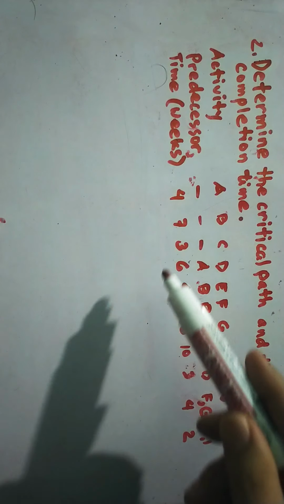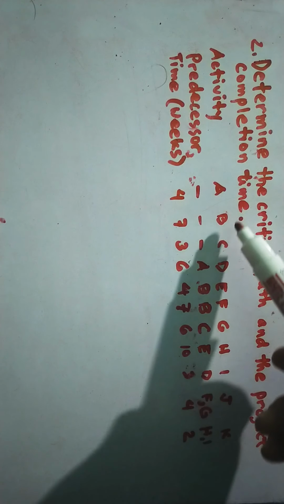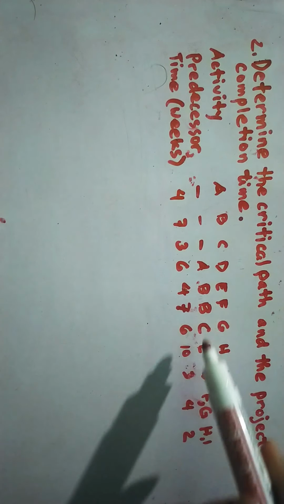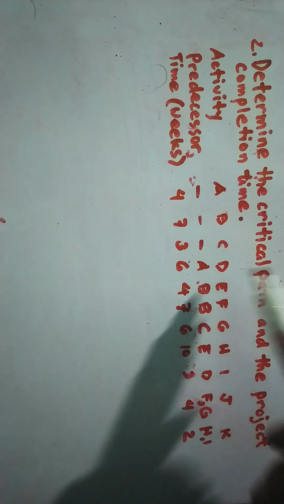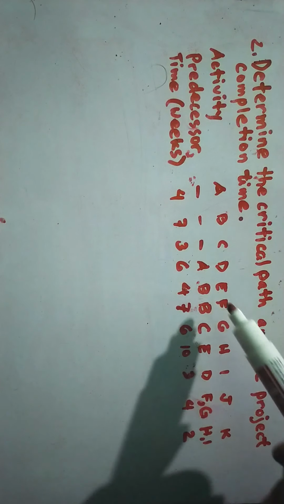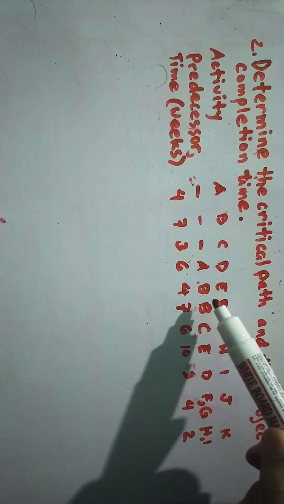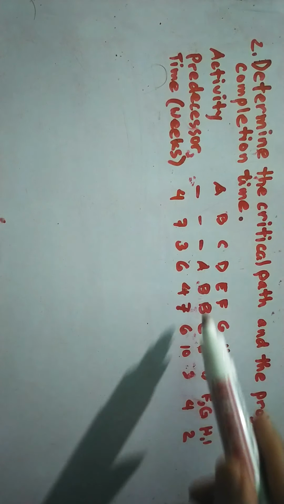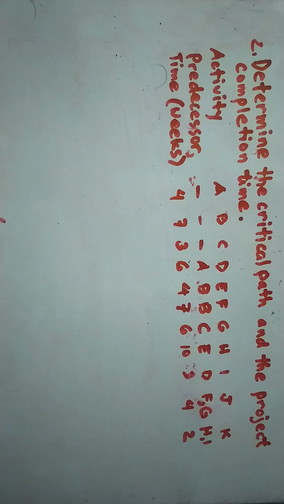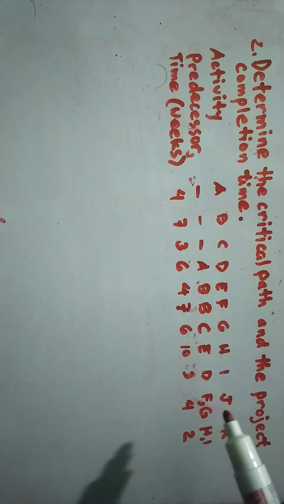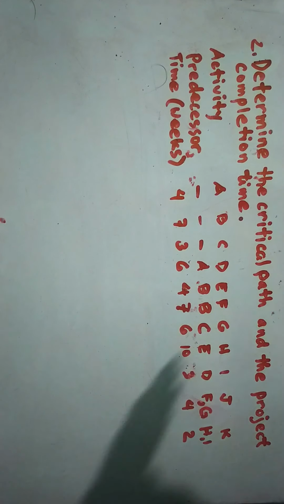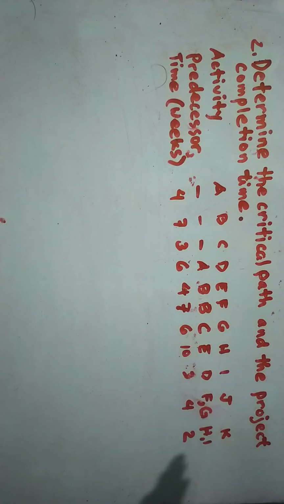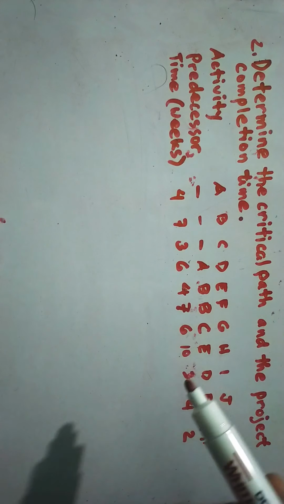And then the estimated time of this particular activity. Now for predecessors, we have here D can be performed after A, E can be performed after B. So these are the predecessors. Okay. Now we will try to solve this problem using the network diagram. So we're going to find the critical path and then the project completion time.